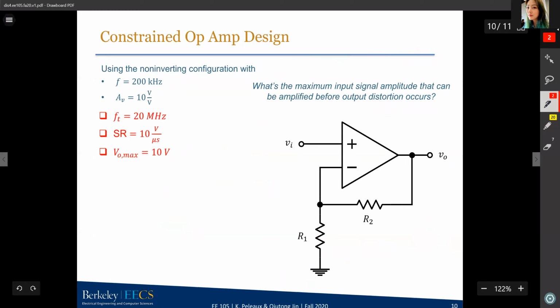The second example is the same non-inverting amplifier configuration. I have my DC gain of 10. I have an input frequency of 20 kHz, with the same constraints on the op-amp. I want to know what's the maximum input signal amplitude we can use without distortion occurring. Distortion occurs due to the slew rate.